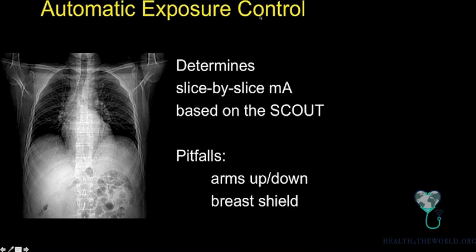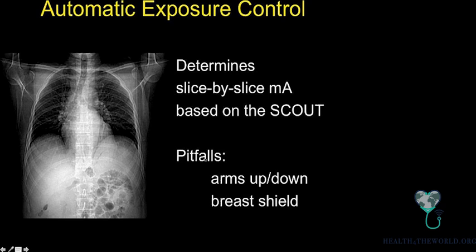Automatic exposure control is something that may or may not be present on your machine. If it is present, what it is doing is it takes the scout and it says, okay, what am I going to need to give in terms of energy slice by slice? So at the level of the shoulders, I'm going to need to go a little bit stronger. Through the chest, we can dip down the dose a little bit, but then when we get back to the abdomen, we've got to crank the dose back up again.